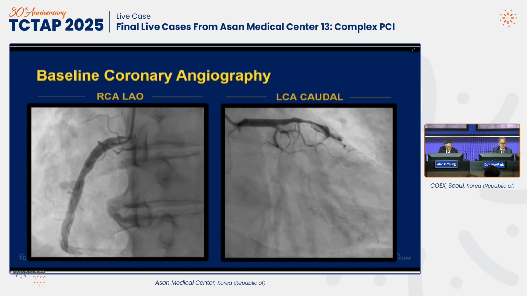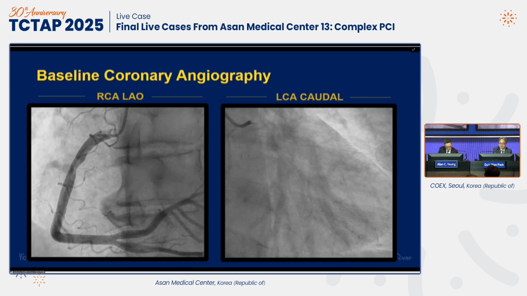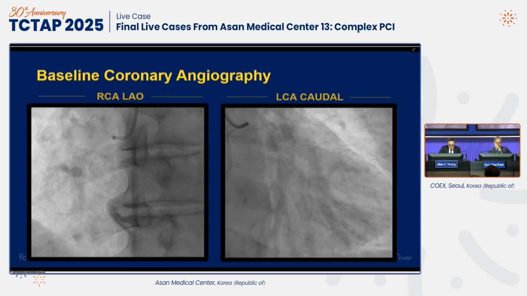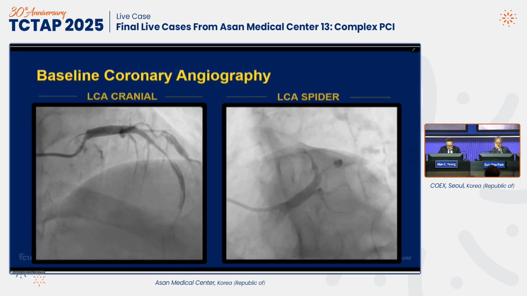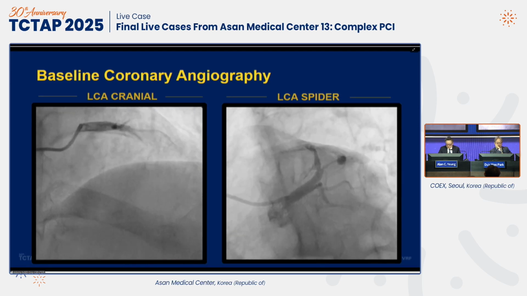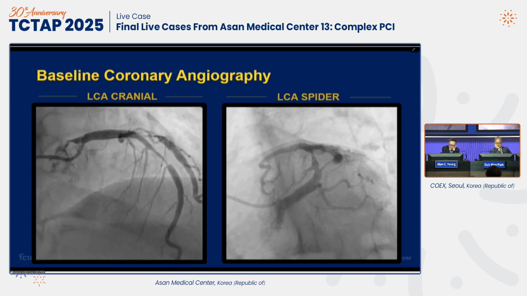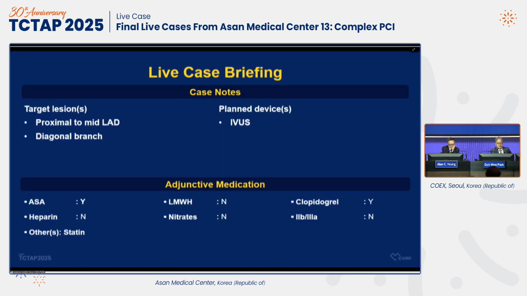This is her baseline coronary angiography. The RCA showed normal, and the caudal view showed a diminutive left circumflex artery. Dominant right system. The cranial view showed severe stenosis at the proximal to mid LAD, and the spider view showed severe stenosis at the diagonal bifurcation. So our target lesion is the proximal to mid LAD and then the diagonal branch, and we're going to plan IVUS-guided PCI.